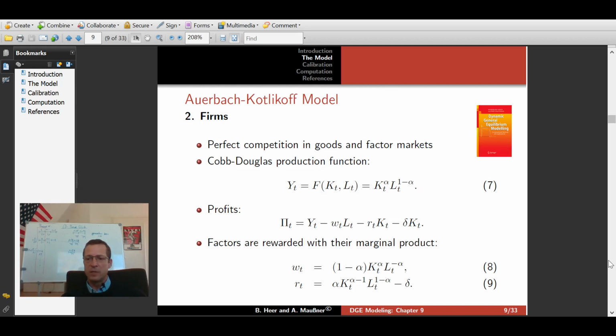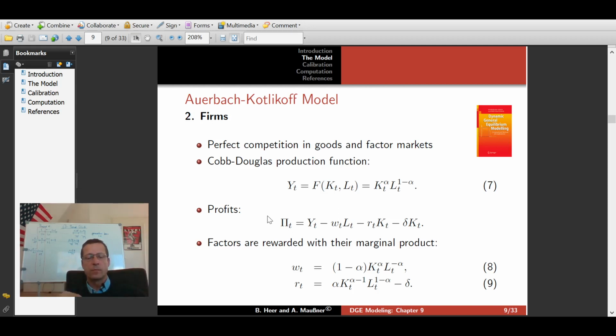Firms are described as in the rest of the course, so we assume that there is perfect competition in goods and factor markets, so therefore the marginal product of capital and labor will be equal to the factor prices. We assume constant returns to scale, so this implies that equilibrium profits are 0. We have a Cobb-Douglas production function, so that yt is equal to kt to the power alpha, lt to the power 1 minus alpha. So alpha is the production elasticity of capital, and we will set it to 0.36 in our calibrated model.